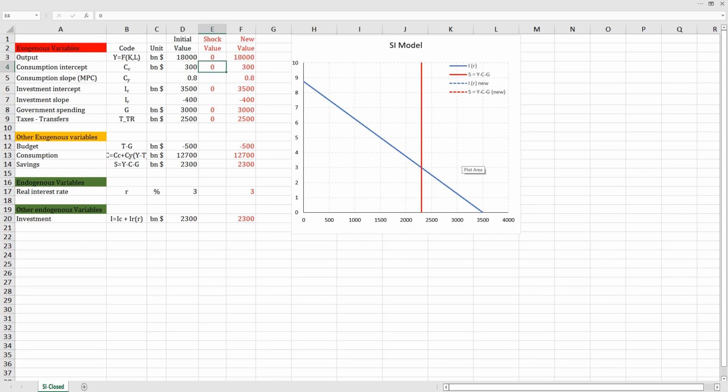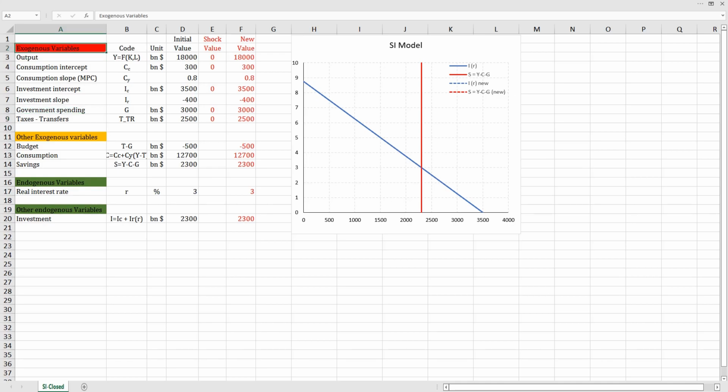In this video, we'll try and understand the saving investment model in a closed economy setup. We are going to use a spreadsheet to numerically as well as graphically understand the basic setup of the model, the equilibrium, and how it is affected by the shocks that can happen to different exogenous variables.